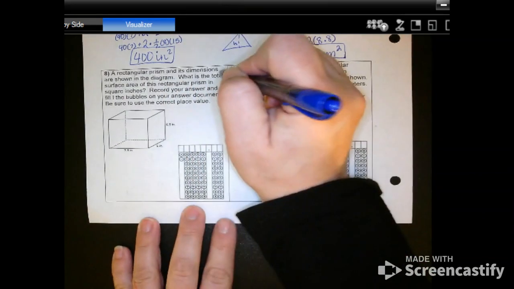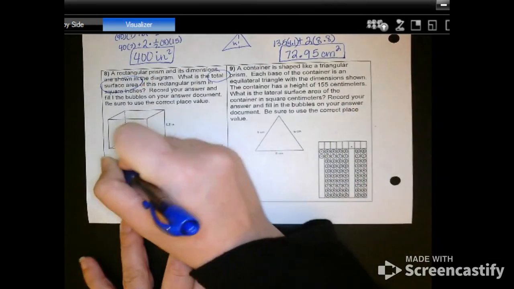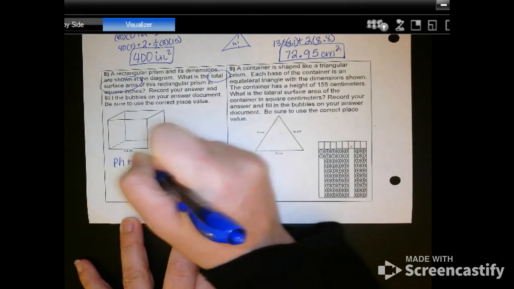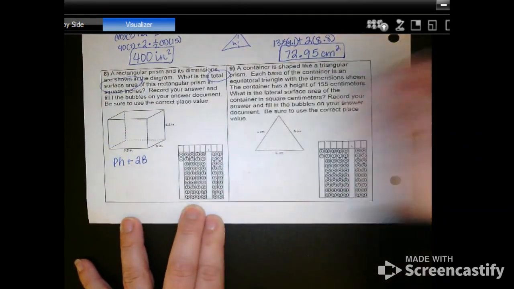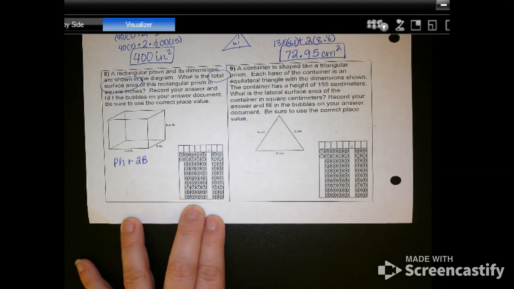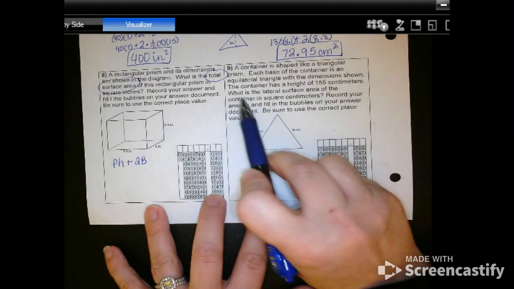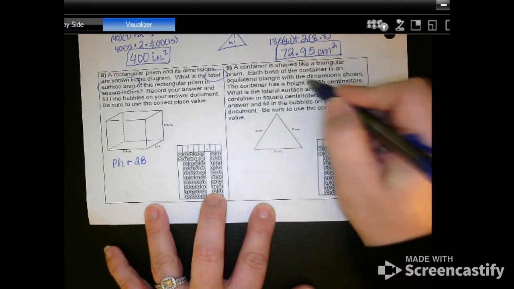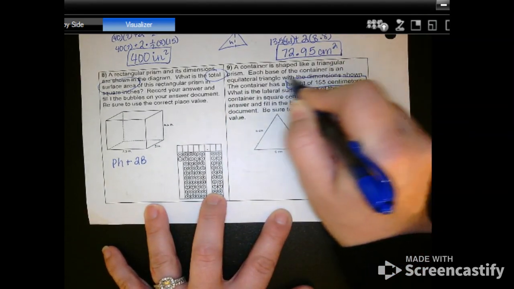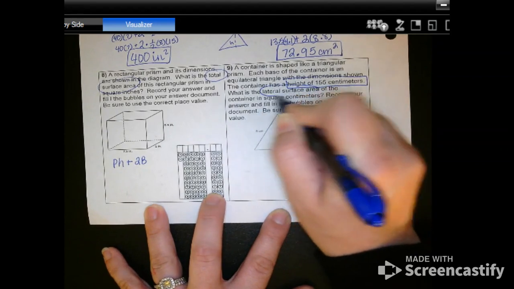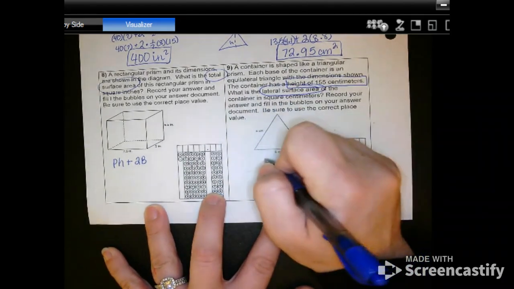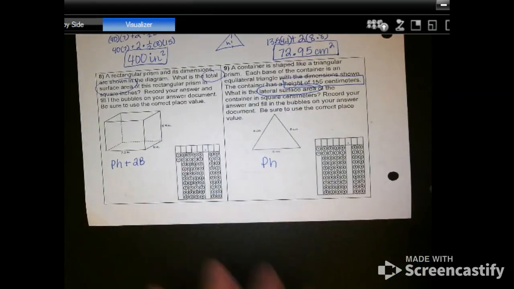All right, so it wants total surface area. So we have PH plus 2B. Right here it says the container has a height, so it gives you the height. And then it asks for lateral surface area. Lateral is PH. I'm going to let y'all try those two.